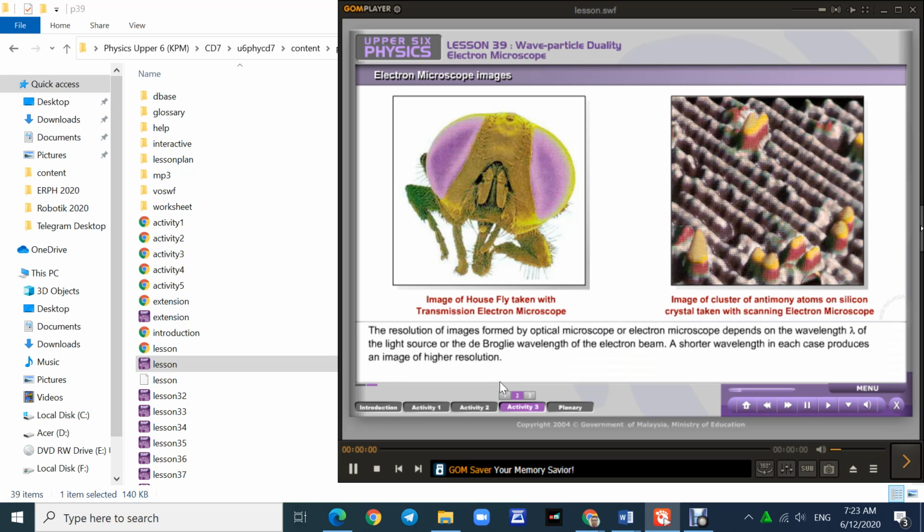The resolution of images formed by optical microscope or electron microscope depends on the wavelength lambda of the light source or the de Broglie wavelength of the electron beam. A shorter wavelength in each case produces an image of higher resolution.